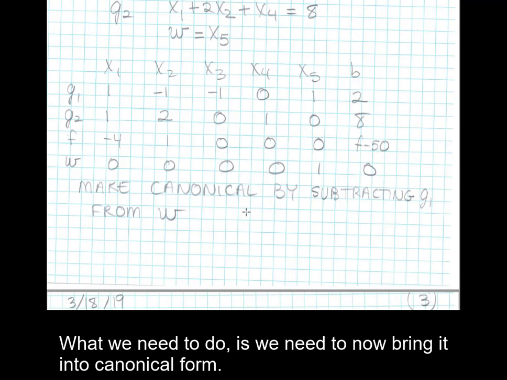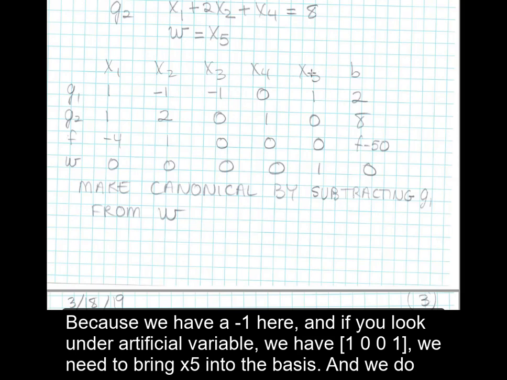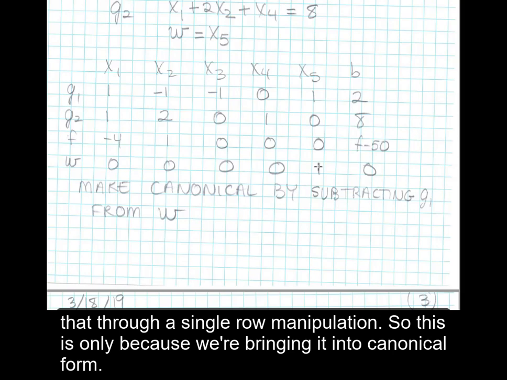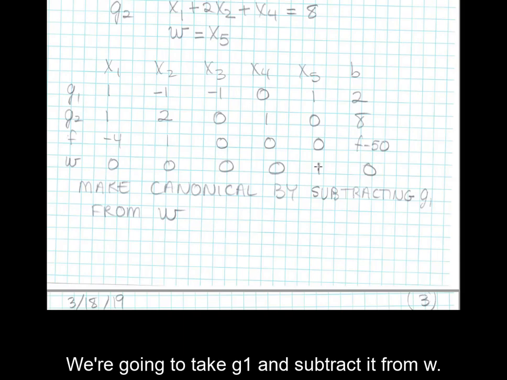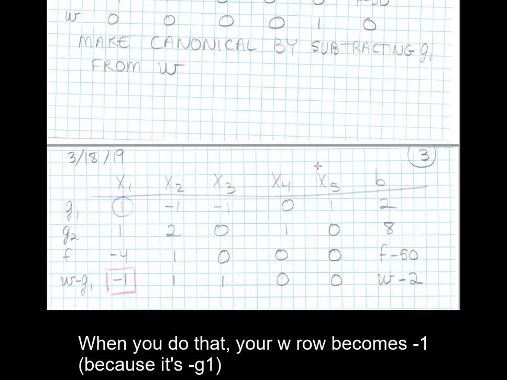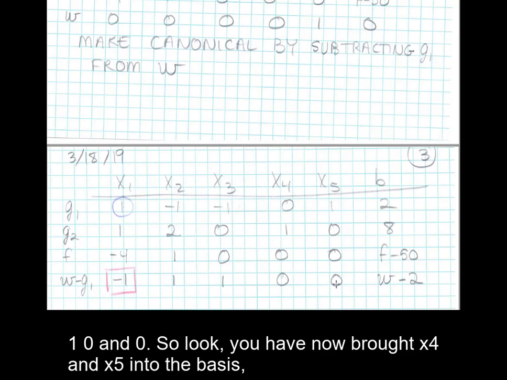What we need to do is we need to now bring it into canonical form. Because we have a -1 here, and if you look under artificial variable, we have 1 and a 0, we need to bring x5 into the bases. And we do that through a single row manipulation. So this is only because we're bringing it into canonical form. We're going to take G1 and subtract it from W. When you do that, your W row becomes -1, because that's minus G1, 1, 1, 0, and 0.